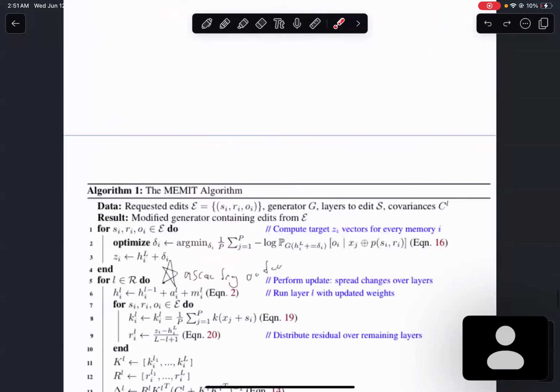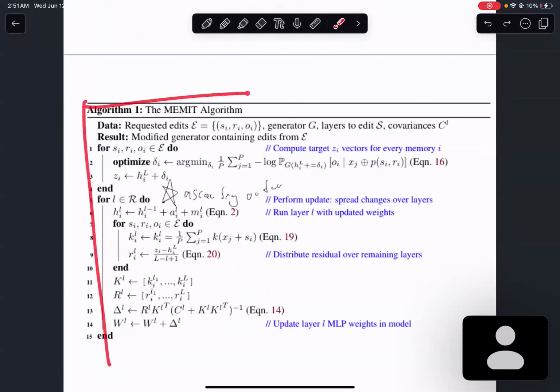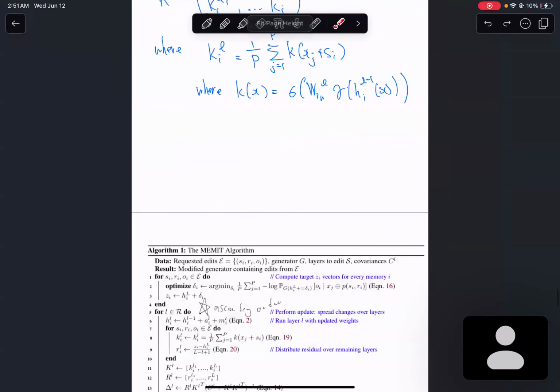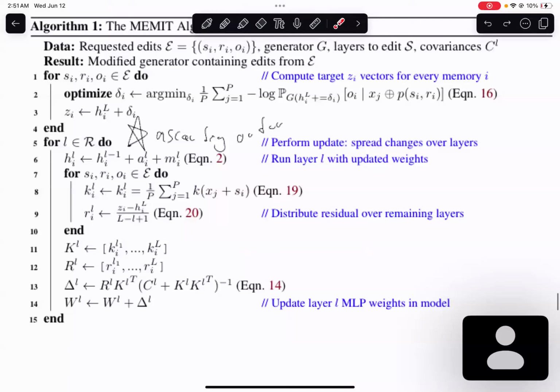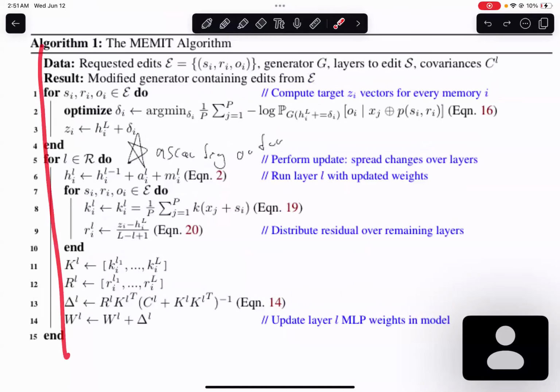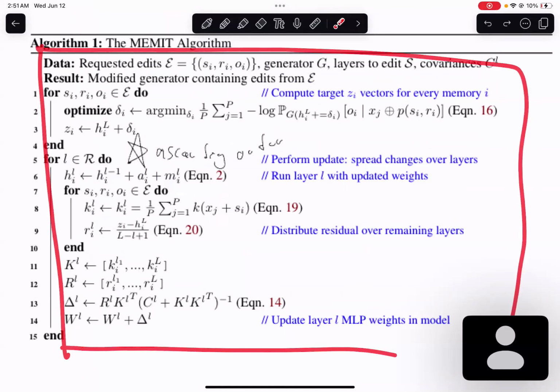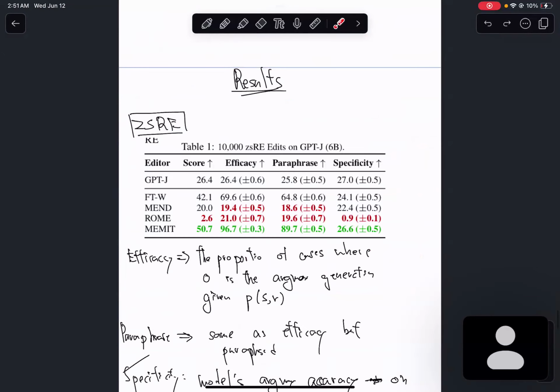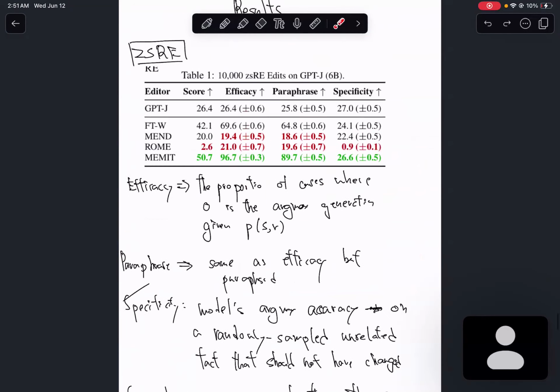And then we have the algorithm for how to edit the model. This is basically the same as what I've covered above, and I strongly encourage you to read through this algorithm, as that is how they do it. And then let's look at the result. They have two data sets: the ZSRE and the counterfact.